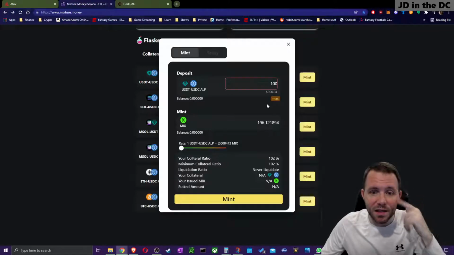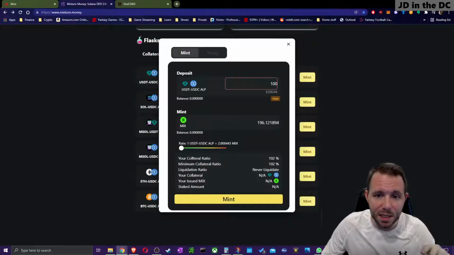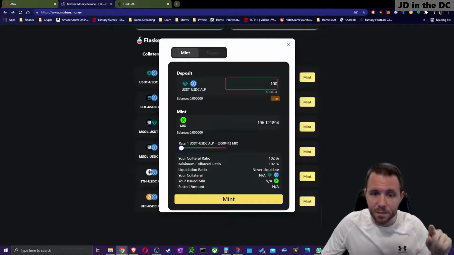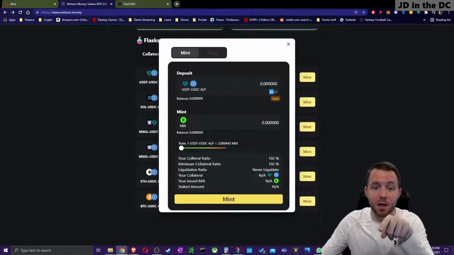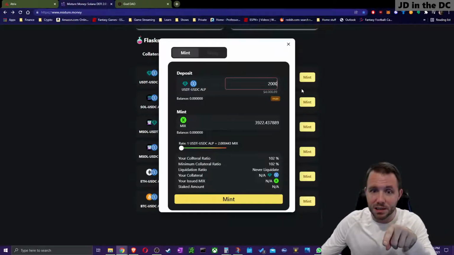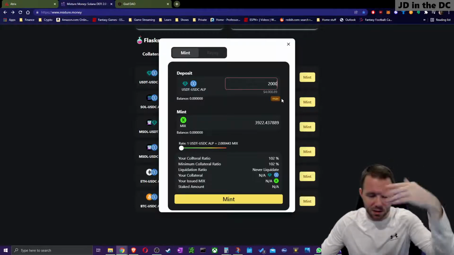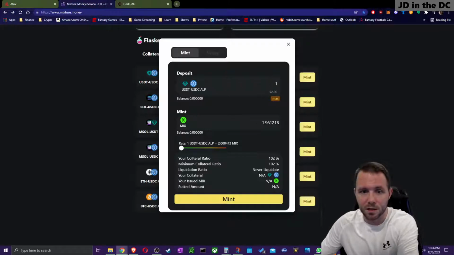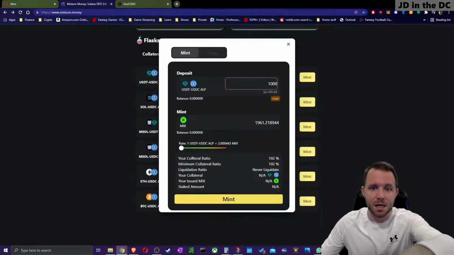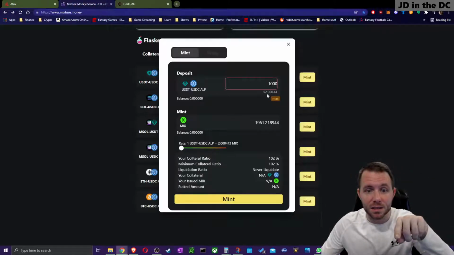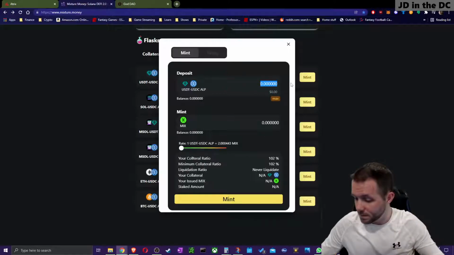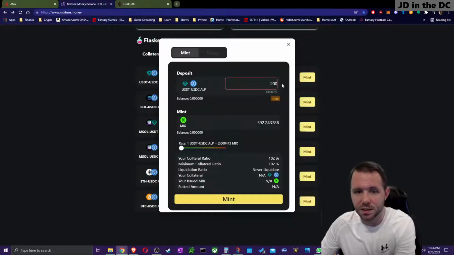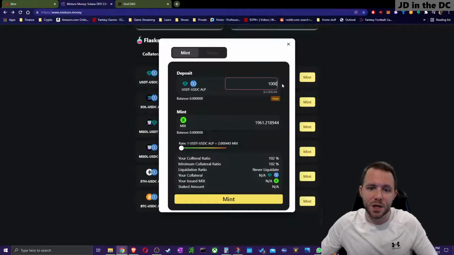So think about this. This is insane. I could put this money in here and still make 3% on this $200, or let's go back to the $2,000. If I had $2,000 worth, I would put $2,000 into this deposit. Goodness, it's resetting on me. All right, there we go.